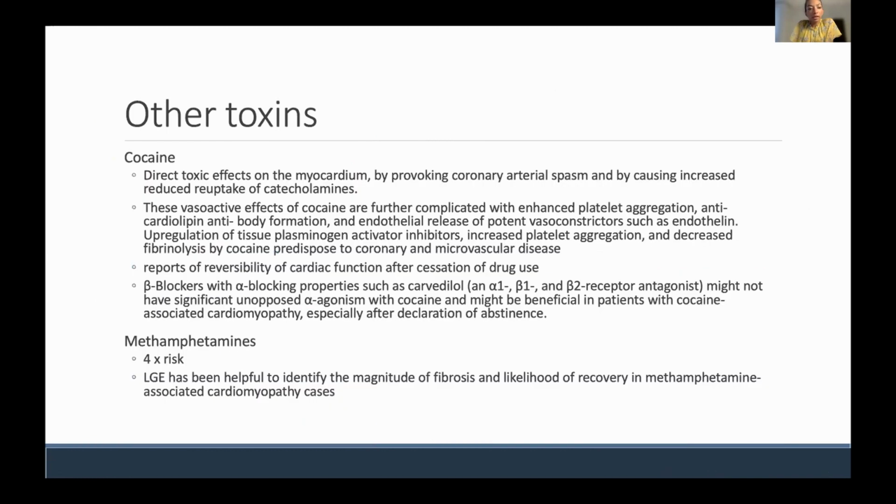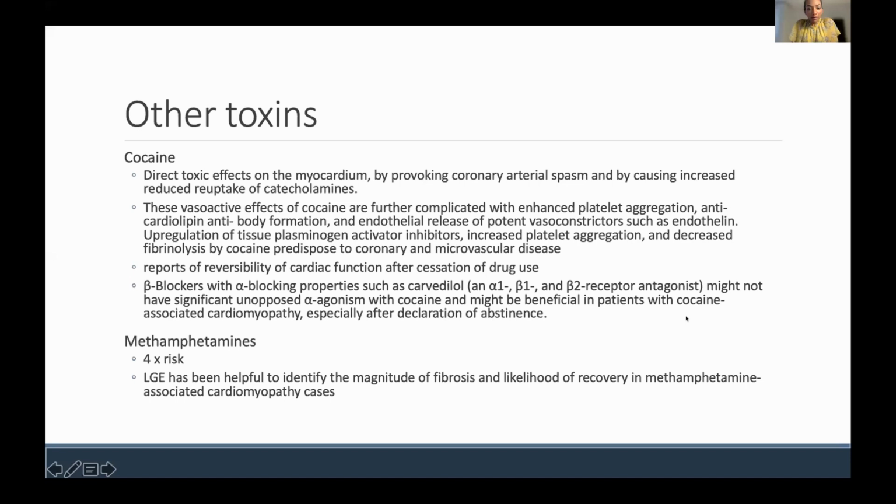Other toxins that are important are cocaine and methamphetamines. Both are directly toxic to the myocardium. Cocaine, in addition to provoking coronary artery vasospasm, can also cause reduced reuptake of catecholamines. These vasoactive effects of cocaine are further complicated by enhanced platelet aggregation, anticardiolipin antibody formation, and basically abnormalities in thrombosis and coagulation. There are reports of reversibility of cardiac function after cessation of drug use.